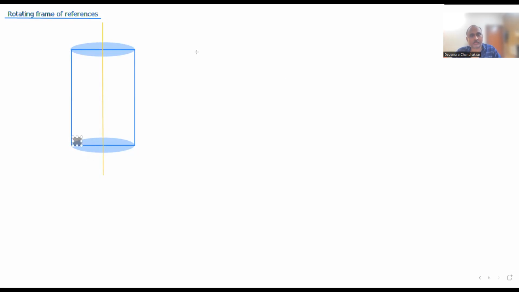This is a box which is kept here. The mass of the box is small m. And this is an observer here, say some observer A. There is another observer B, and he is on the ground. All of you please pay attention.